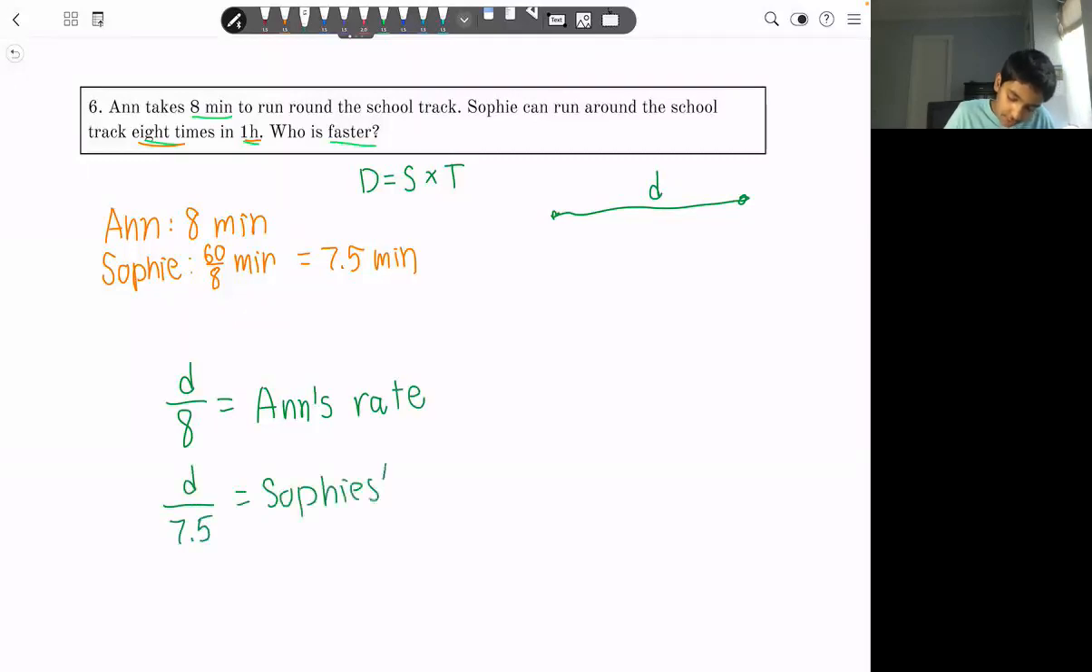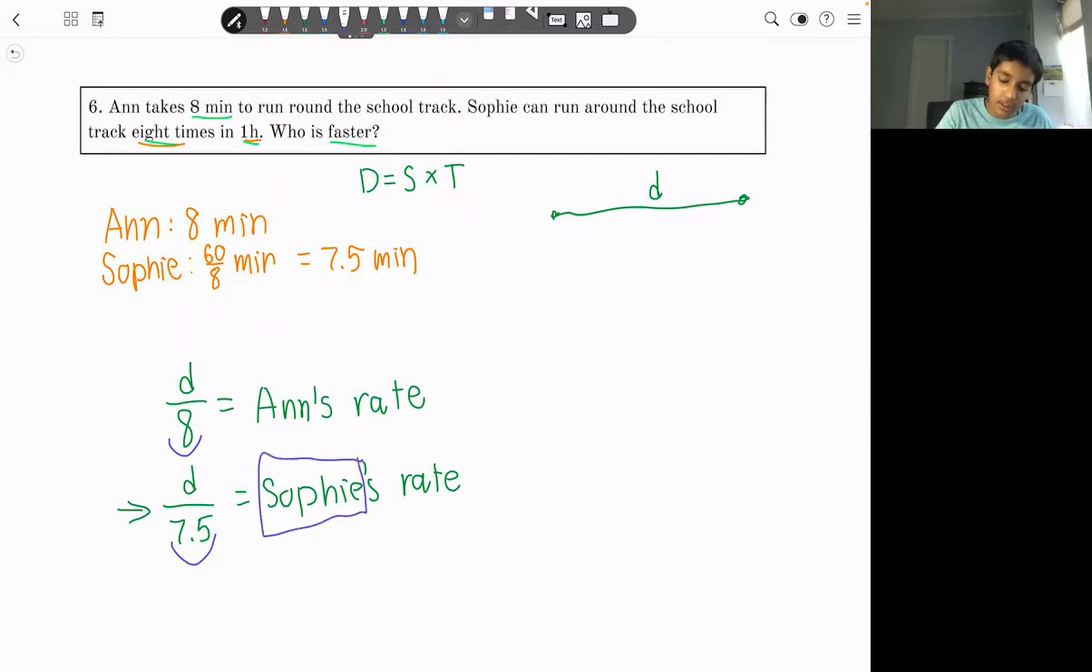So which one is larger? Well, clearly this one is larger because now we're dividing by something smaller. Here we're dividing by a big number, 8. But now here we're dividing by a smaller number, 7.5. So Sophie's rate is going to be faster. So the answer is just Sophie.